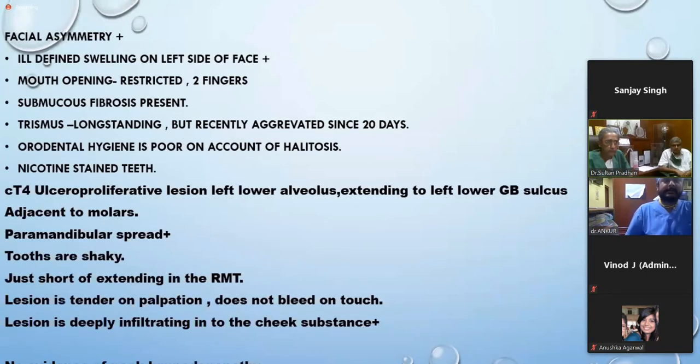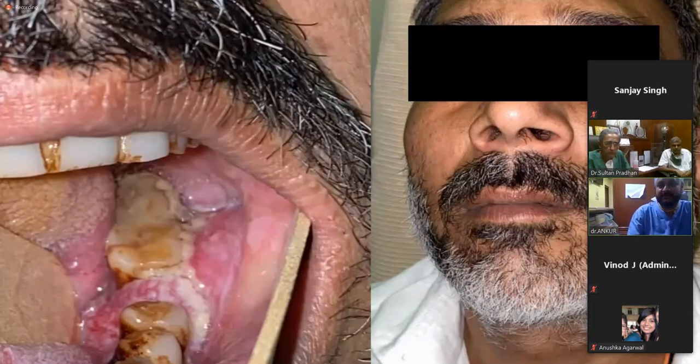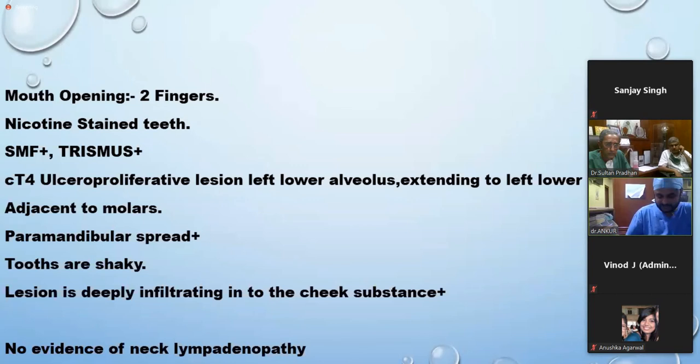Okay. So the facial symmetry is distorted, sir. There is an ill-defined swelling on the left side of the face, which started from the left paracommissural region, and it is about 2 to 3 centimeters short of the angle of the mandible. The mouth opening is restricted. It's a 2-finger opening with SMF and trismus present, sir.